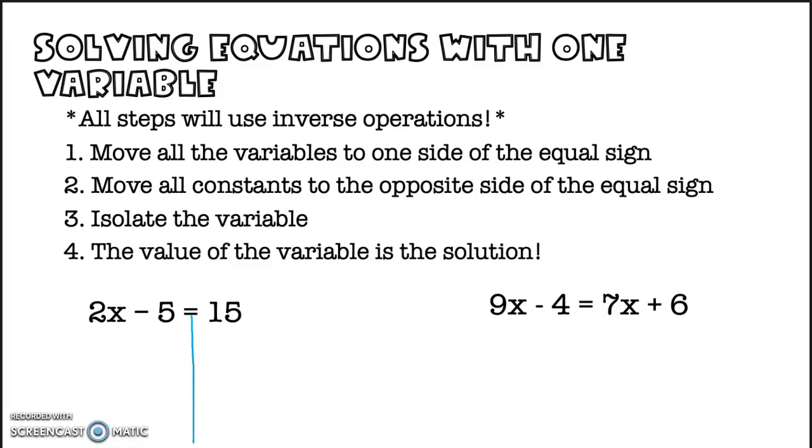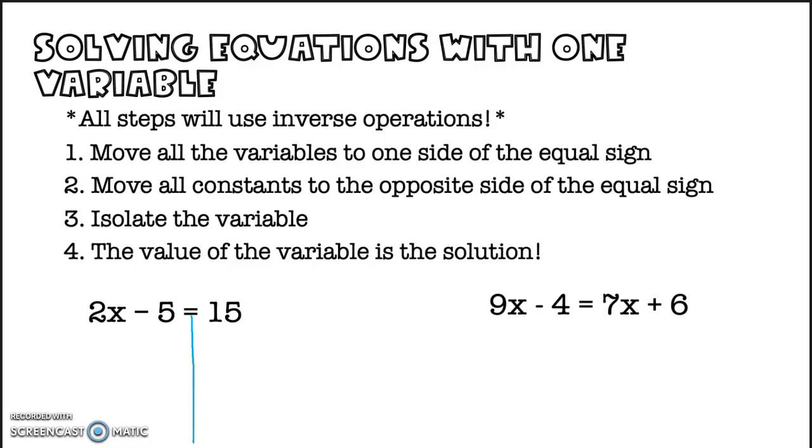So we need to get step 1, all variables to one side of the equal sign. On the left side of my equal sign, I see x, 2x is the term, and on the right side of the equal sign, I don't see any variables, so I think step 1 is already a check for us here. Alright, so our second step is going to be to move all constants to the opposite side of the equal sign. So remember, constants are numbers that are all by themselves with no variables attached. So on my left side, I see the constant -5. And then on the right side, I see 15.